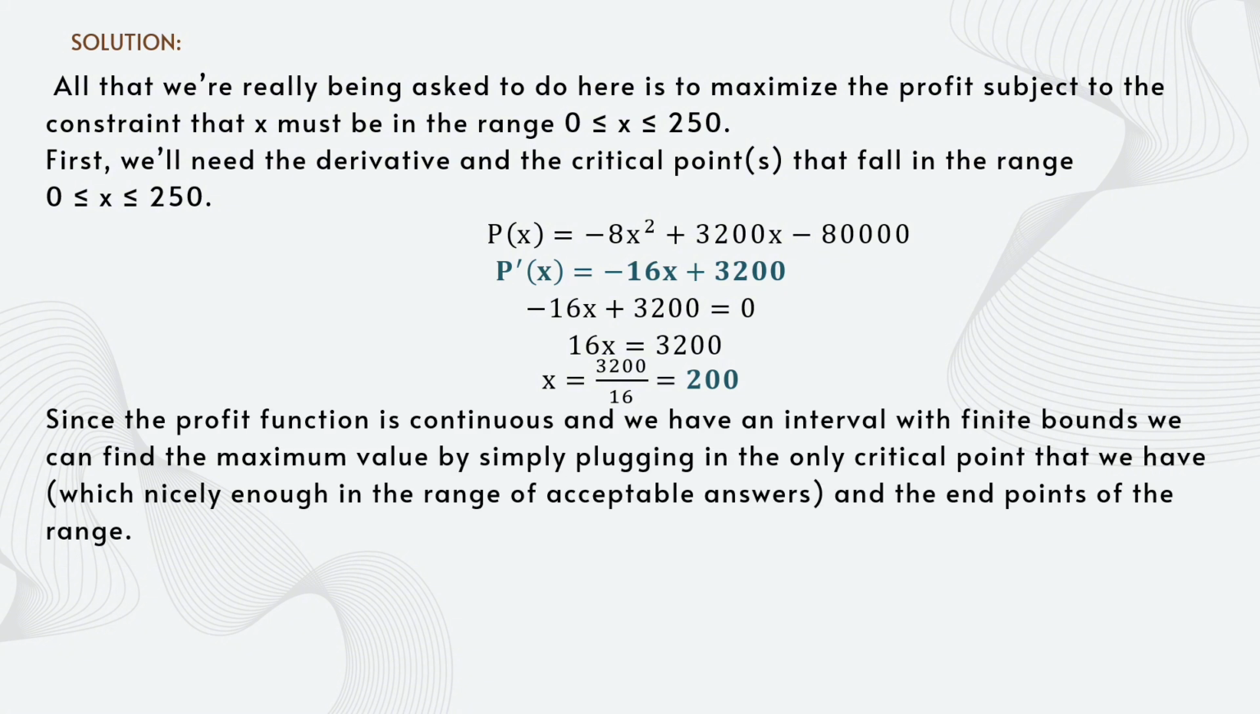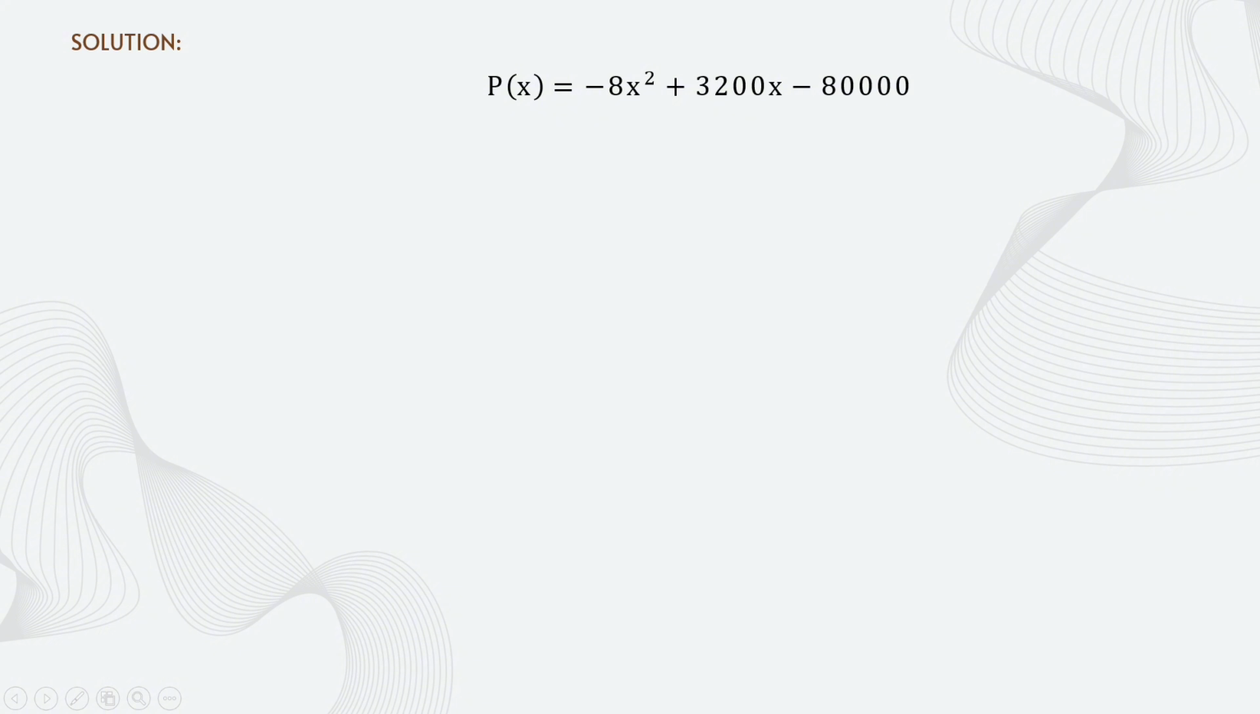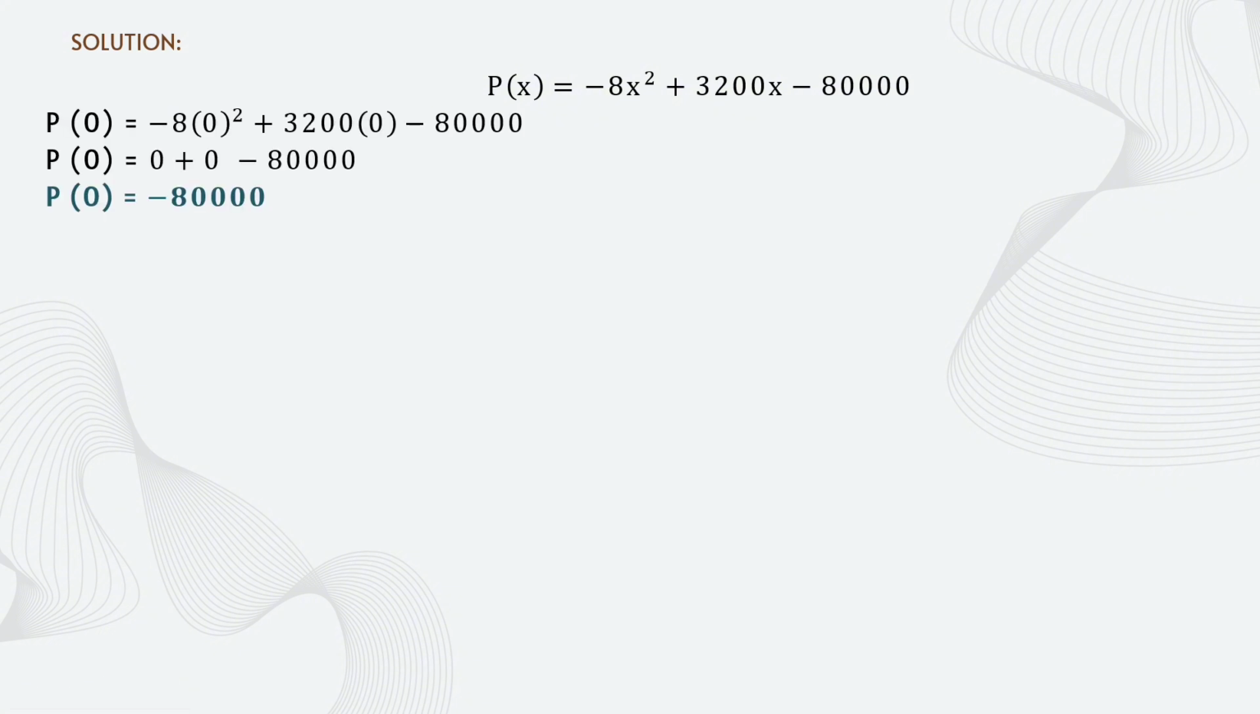Since the profit function is continuous and we have an interval with finite bounds, we can find the maximum value by simply plugging in the only critical point that we have, which nicely enough is in the range of acceptable answers, and the endpoints of the range. Let's start with 0. We will plug in 0 to the profit function. P(0) = -8(0)² + 3,200(0) - 80,000. So P(0) is equal to -80,000.